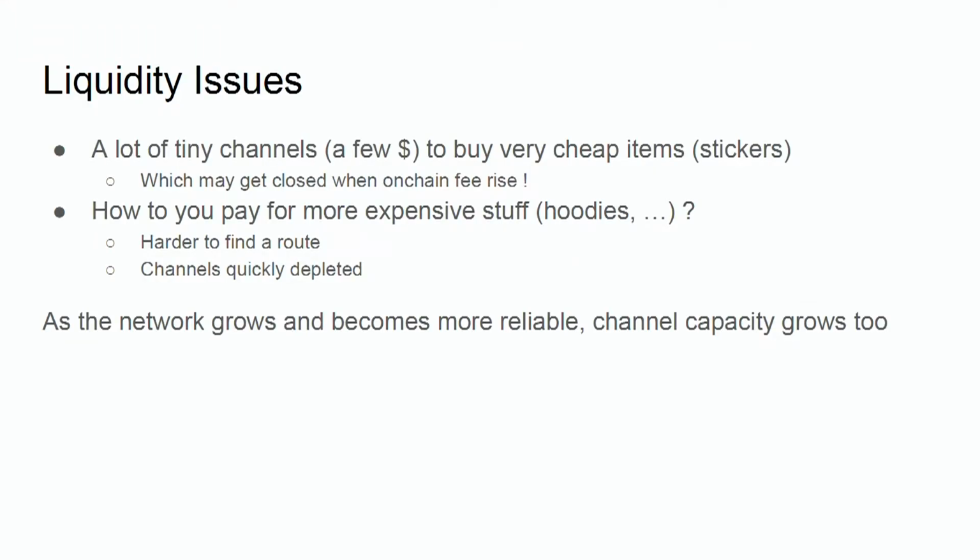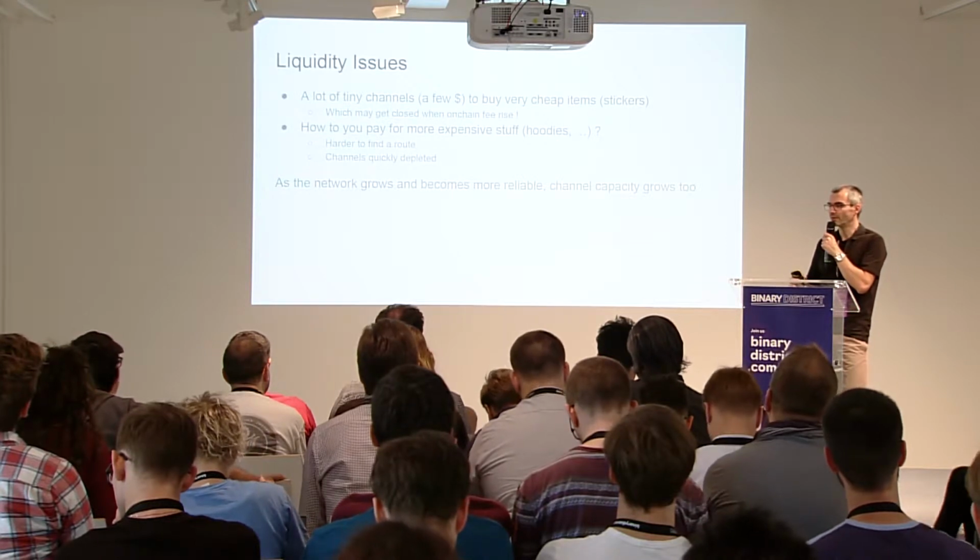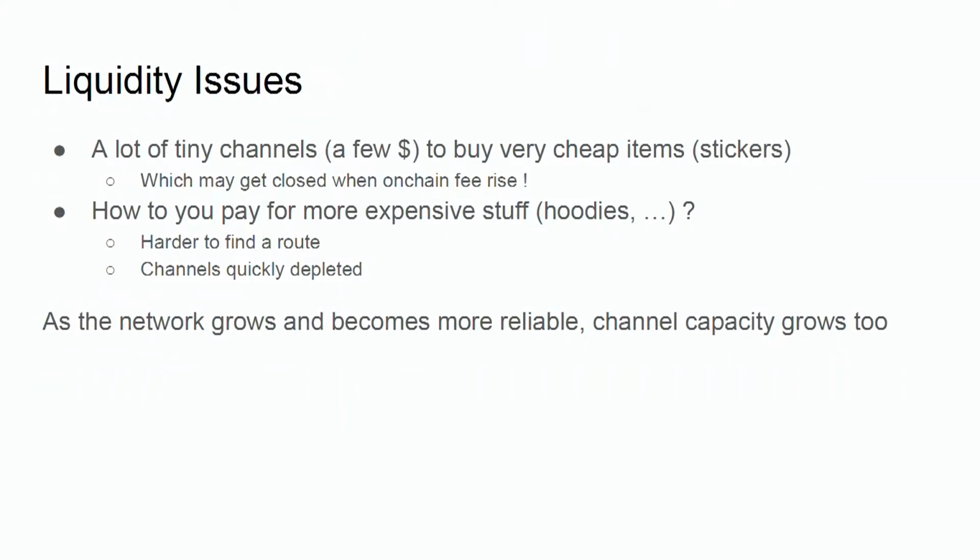And you could see one of the first problems with Lightning on mainnet. It's a liquidity issue. A lot of people opened tiny channels, a few dollars, which means you could pay for cheap items, but it was more difficult to buy expensive items. And on Lightning, expensive was a hoodie or a T-shirt. You could buy 1 T-shirt, and then the channel would be depleted, and you couldn't use it again, and people had to open new channels and everything. It's harder to find routes for larger payments. So these are issues that are being solved as the network grows and becomes more reliable. People open larger channels, and these types of issues are going away. But at the beginning, it was a bit harder to buy expensive items on Lightning.